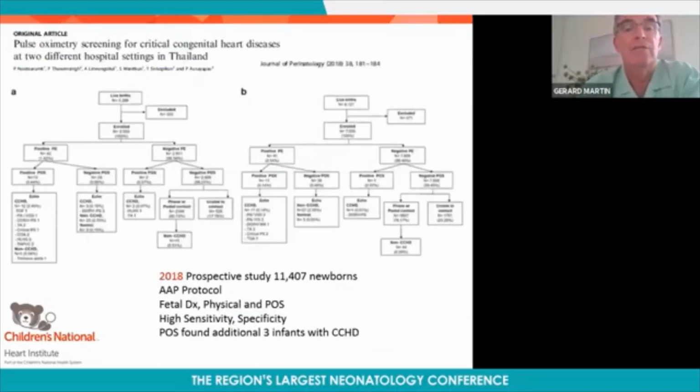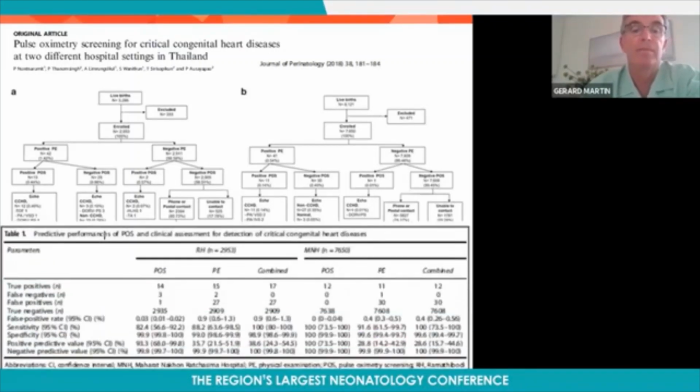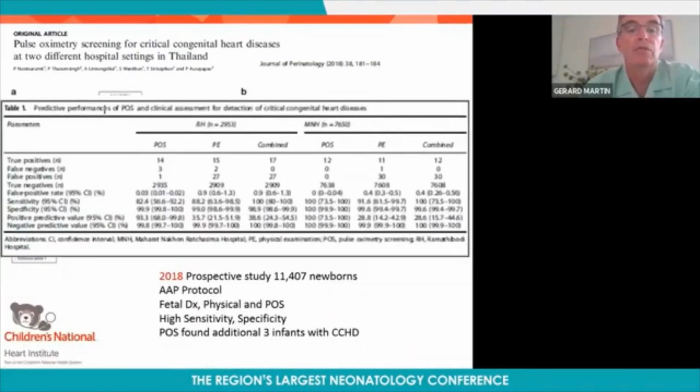This is a study from Thailand where essentially the results are very similar to the United States. They used the US protocol. They looked at 11,000 newborns, and they found sensitivity and specificity that was high for pulse oximetry screening. Here are the results. Pulse oximetry sensitivity 82%. When added to the physical exam, it went up to 99%.